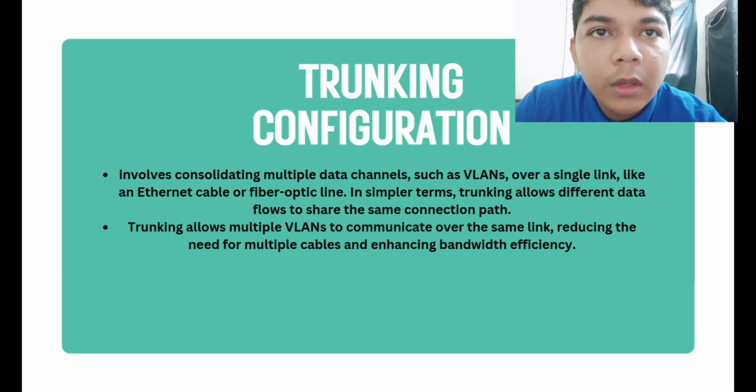Now, we will do a trunking configuration. Before that, we need to know the definition and function of trunking. Trunking involves consolidating multiple data channels, such as VLAN, over a single link, like an Ethernet cable or fiber optic line. In simple terms, trunking allows different data flows to share the same connection path. Trunking allows multiple VLANs to communicate over the same link, reducing the need for multiple cables and enhancing bandwidth efficiency.